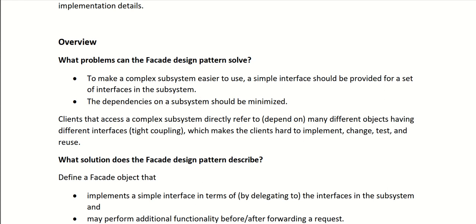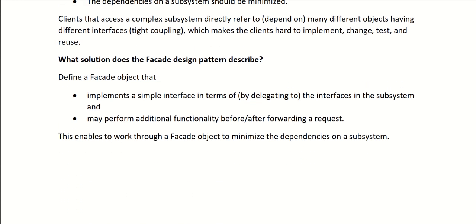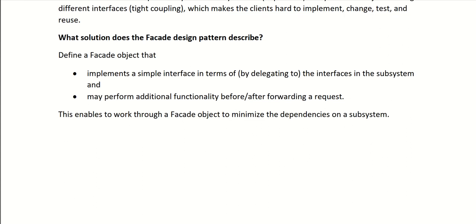Okay, what solution does the facade design pattern describe? So it defines a facade object that implements a simple interface by delegating to the interfaces in the subsystem. Okay, and it may perform additional functionality before or after forwarding the request, which is most of the time validation, guys. So suppose the existing system, legacy system or a complex system doesn't have that validation. So what can the facade do? Facade can perform the validation on behalf of that and forward the request to that legacy system. This enables working through a facade object to minimize the dependencies on a subsystem.